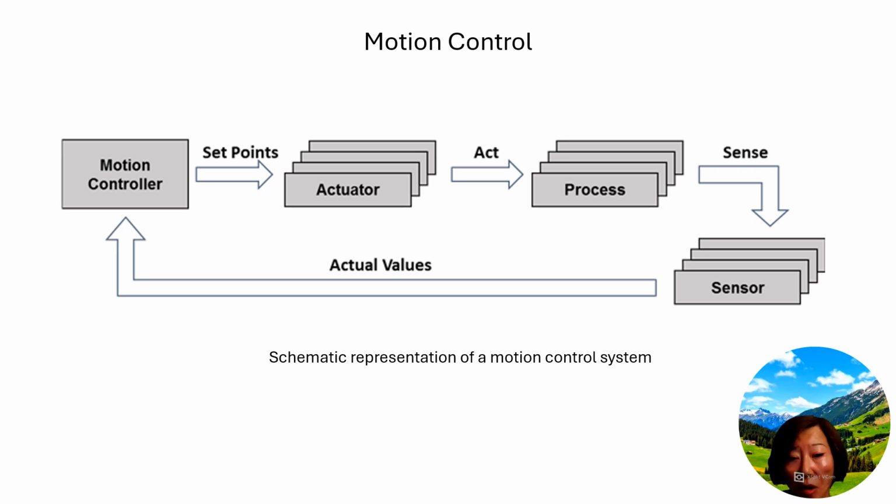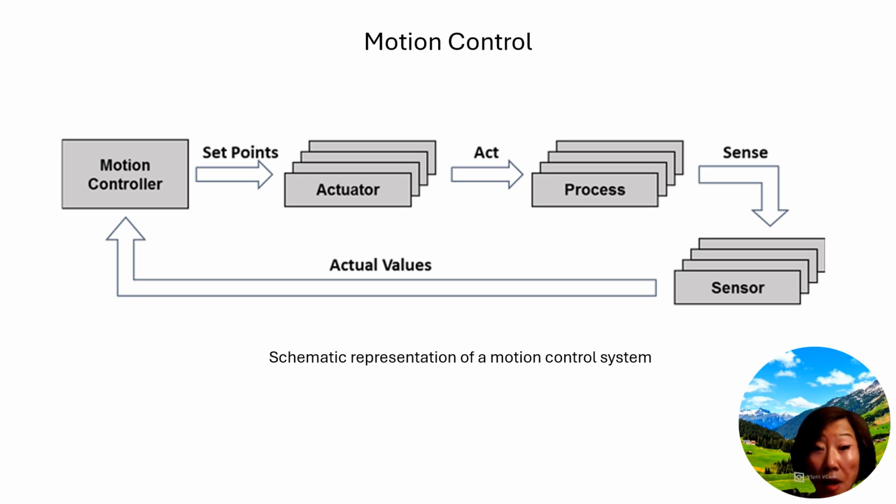Here is an example of a motion control system. A motion control system is tasked with precisely controlling the movement and rotation of machine parts, such as those found in printing machines, machine tools, or packaging equipment. This simple diagram shown here provides us a schematic representation of such a system.